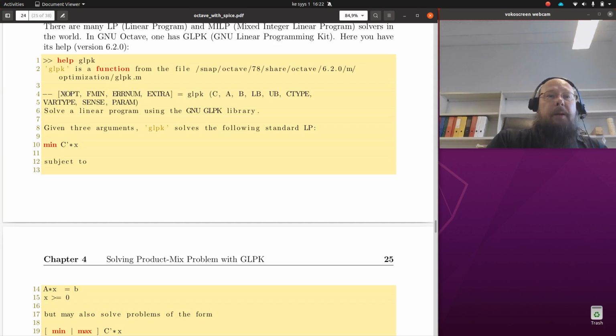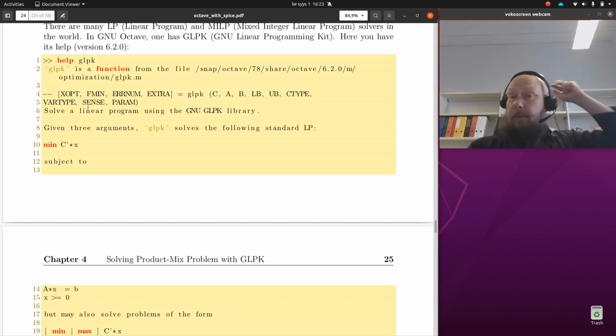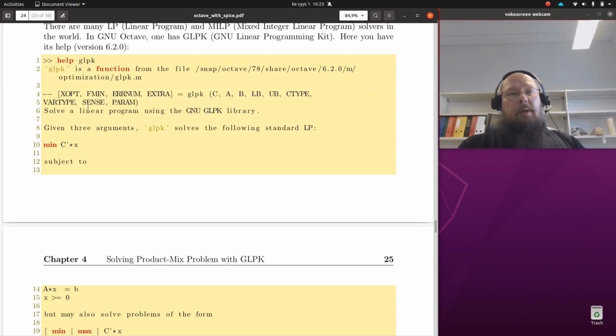Apparently there are a lot of output values: xopt, fmin, errnum, extra, equals GLPK. Then the inputs: C, A, B, lb, ub, ctype, vartype, sense, param. Quite a lot. So how does this work?